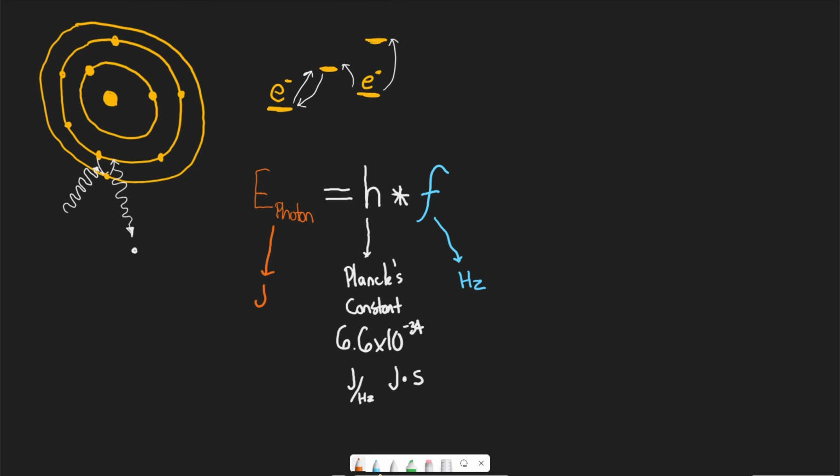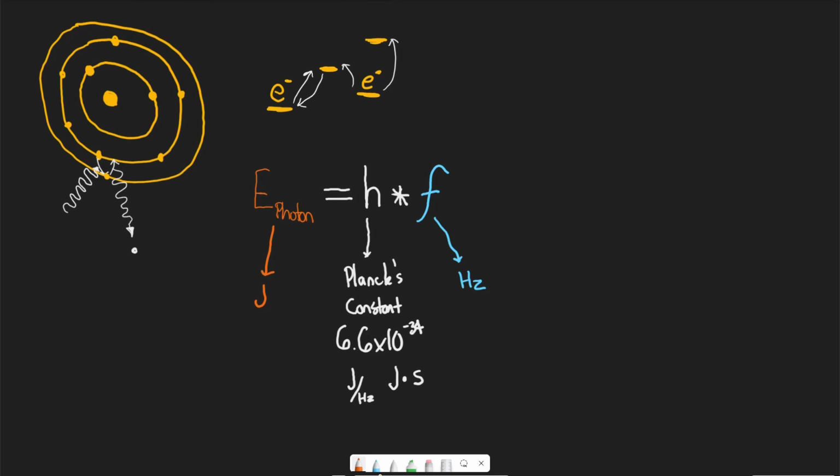And so if you were to get a problem like this, you would want to look for either joules, the energy of the photon, which is going to be given in joules, or a hertz value, the value of a frequency, right? And you want to make sure that this is the frequency of the particular photon they're talking about, right? And from that, we can figure out the other value.